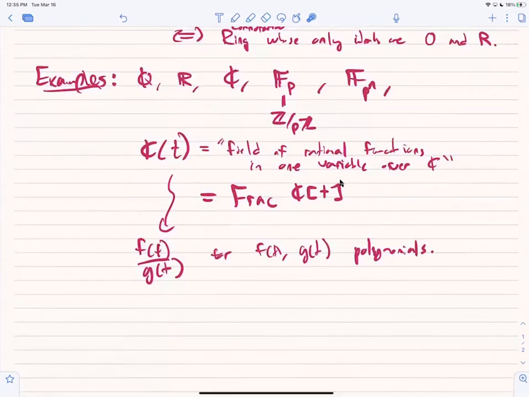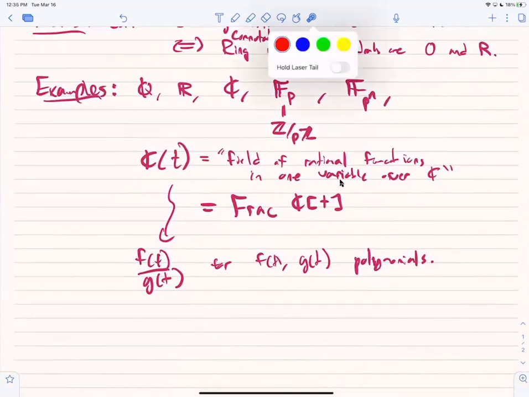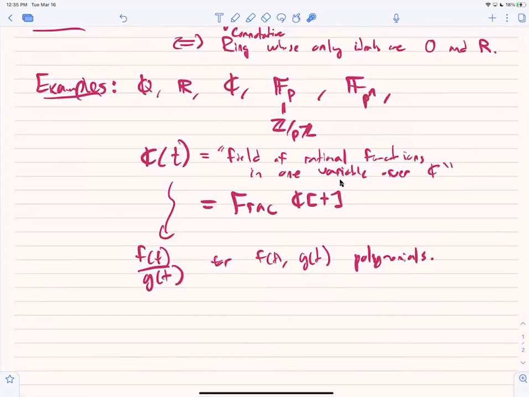But you can think of this as a function, because you can plug in any value of t that's not a zero of g. So this makes sense as a function on a subset of the complex numbers. It's a little bit subtle to call these functions if you think of all rational functions at the same time, because there's no subset of the complex numbers where all of them are defined at once.